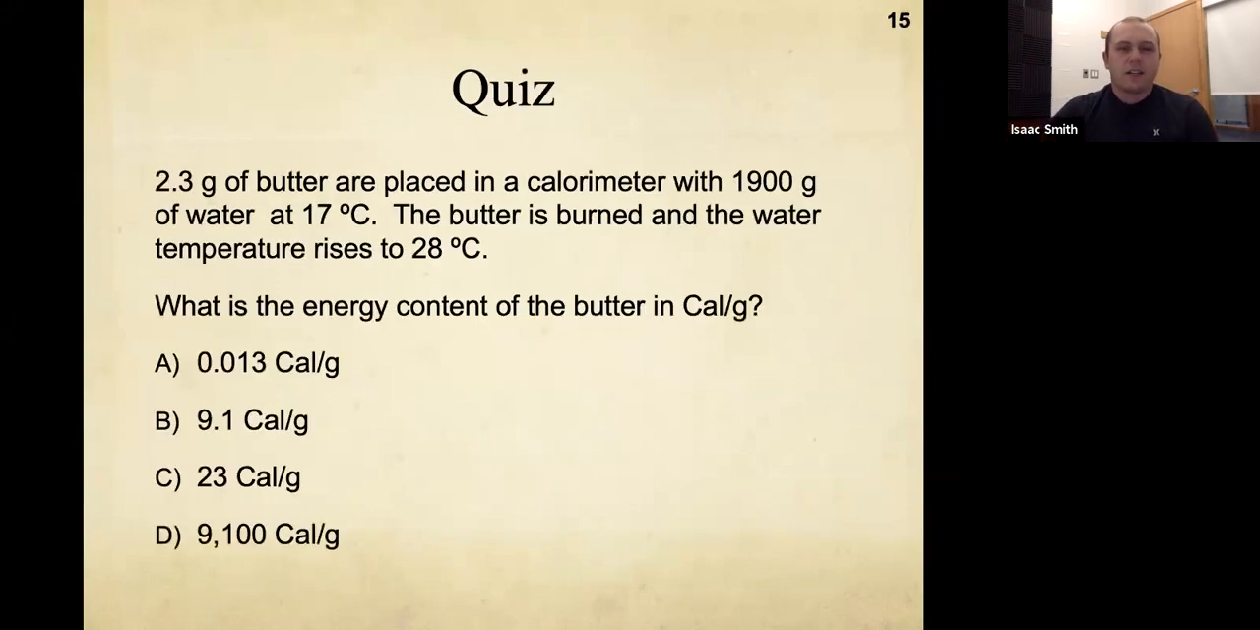Okay, so this quiz here: 2.3 grams of butter are placed in a calorimeter with 1900 grams of water at 17 degrees Celsius. Butter is burned and the water temperature rises. What is the energy content of the butter in calories per gram? Okay, so again, this question tells you what units you need to be in, so it kind of helps you direct where you need to take this question.